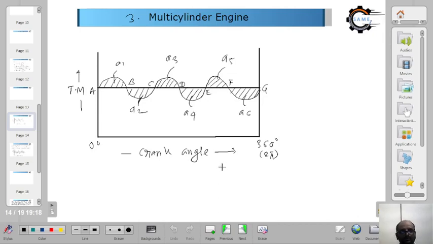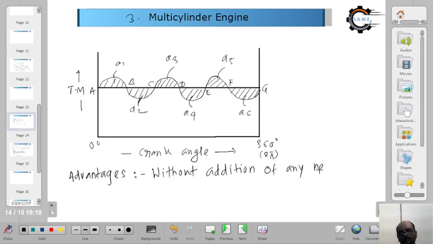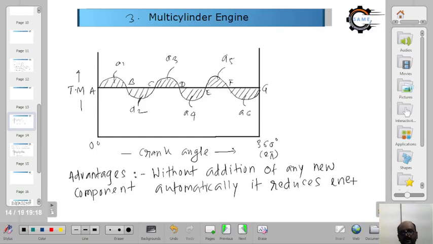One of the most important advantages of the multi-cylinder engine is, please write down this advantage: without addition of any new component or device, there is no need of a flywheel, and automatically it reduces the energy fluctuation.